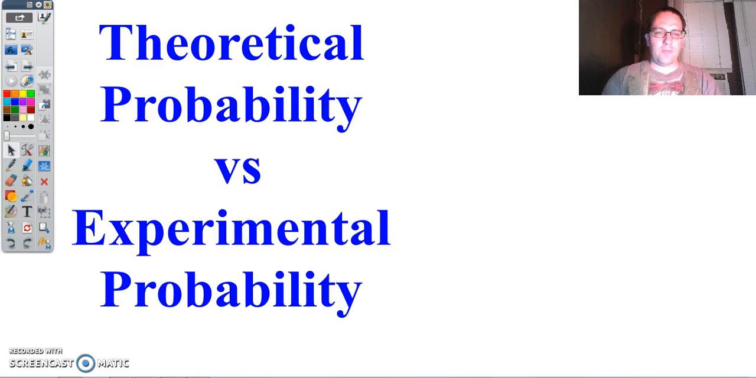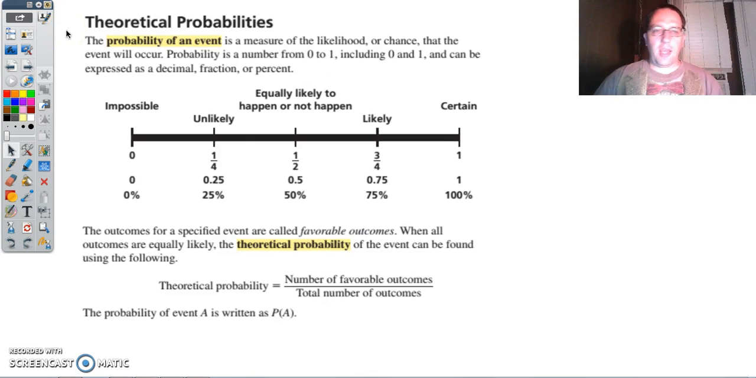Hello class, what we're going to talk about in this video is theoretical probability versus experimental probability. Now, the last video we did all kinds of probability stuff. That is all theoretical probability, okay? And we had this definition talking about theoretical probability. What are the odds of something happening from 0% to 100%, right? And we found out by the number of favorable outcomes over the total number of outcomes.